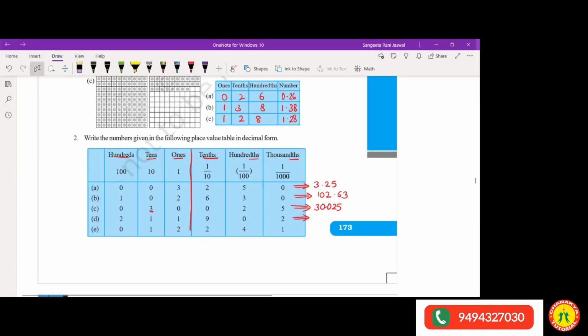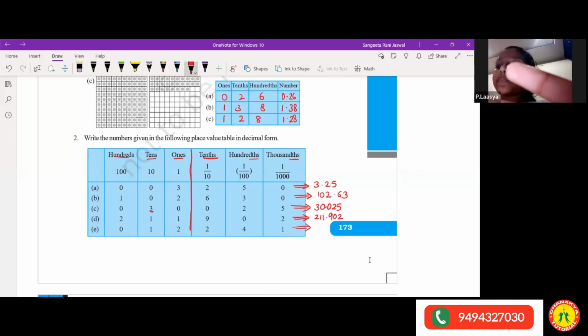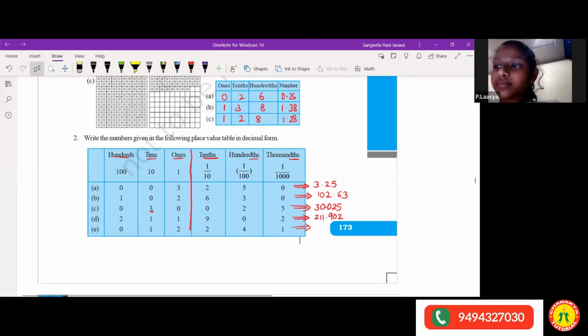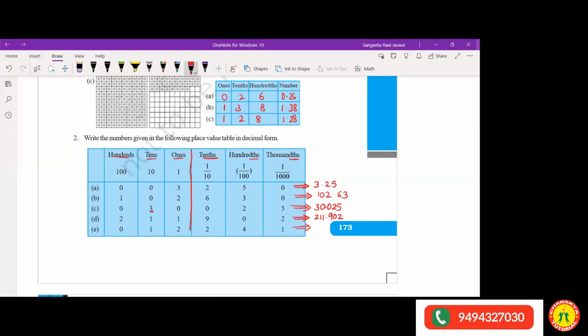Okay, who can tell me the next? Charlie, yes. Okay, ma'am. So it will be 211.902. Very good. See, Lasya, like this you must say the complete number. Okay. Who's the next child? Adrit, tell me the next one. Yes, ma'am. 12.241. Very good. Okay, good.